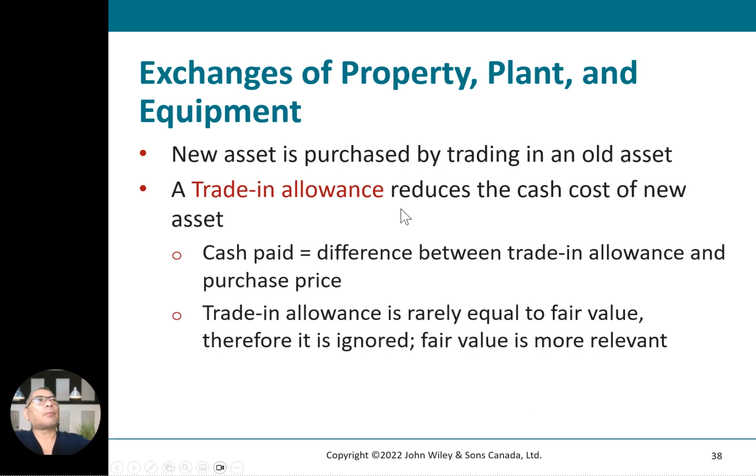Now, exchanges of PPE. A new asset is purchased by trading in an old asset. This is standard. If you have an old truck, you're going to trade it in for the new truck. A trade-in allowance reduces the cash cost of a new asset. Cash paid is equal to the difference between the trade-in allowance and the purchase price. The allowance is rarely equal to the fair value, therefore the fair value is more relevant.